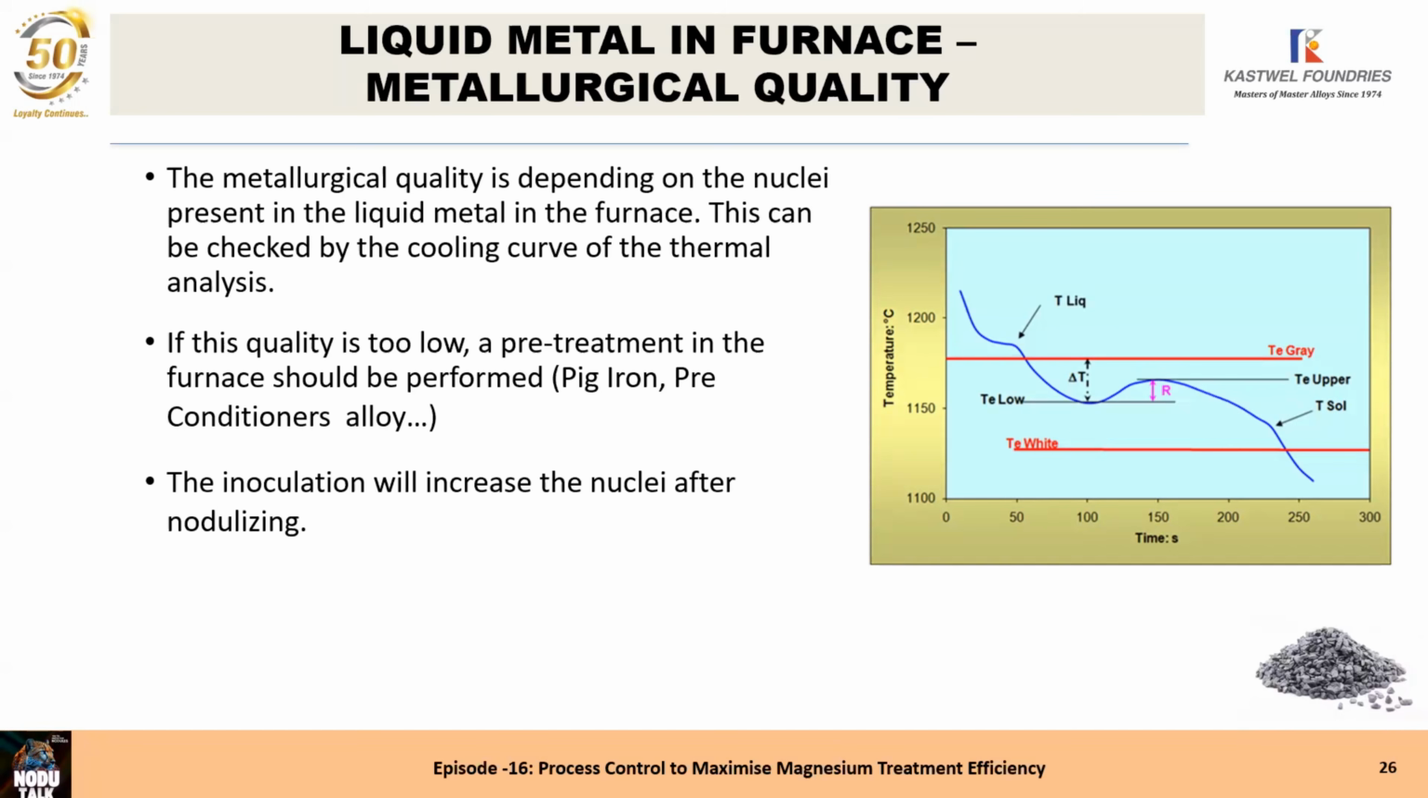Before you start with the nodulizing and tapping the metal, make sure that your recalcitrance is 3 degrees or less. That is what I always did during my whole career. If it was more, I did some extra things like pig iron, preconditioner, and so on. If it was more than 7 degrees, then I did not use that iron anymore, because it was nearly impossible to restore the quality of that liquid metal.